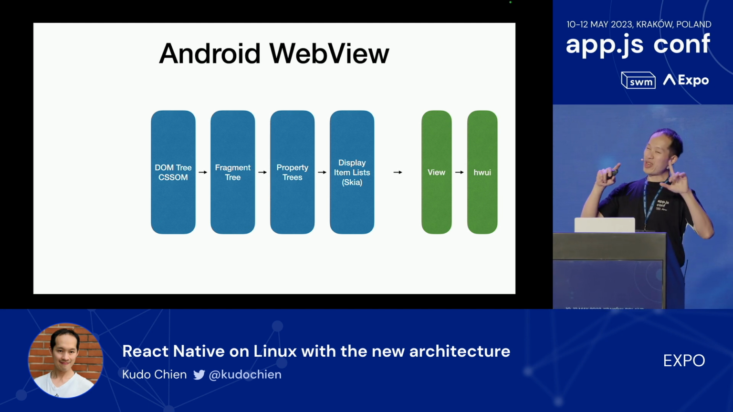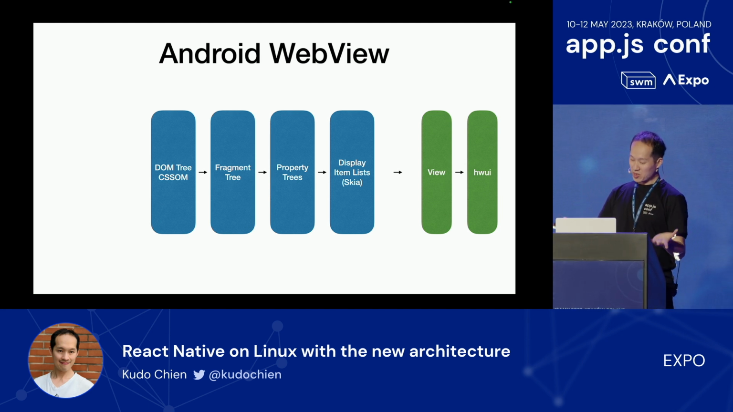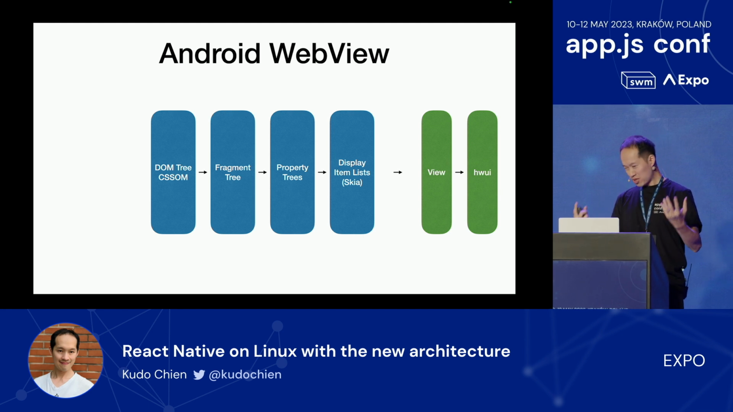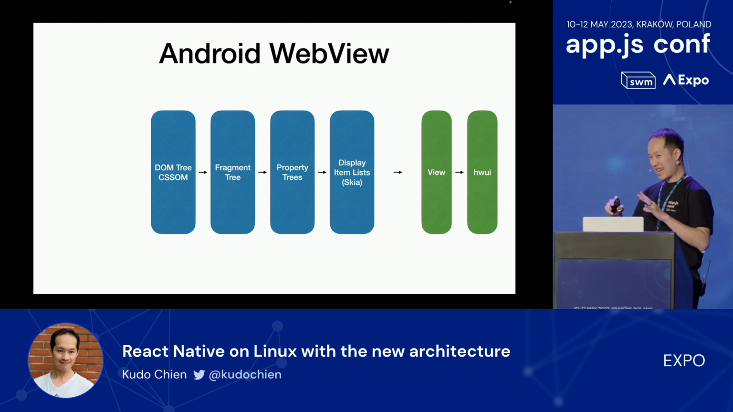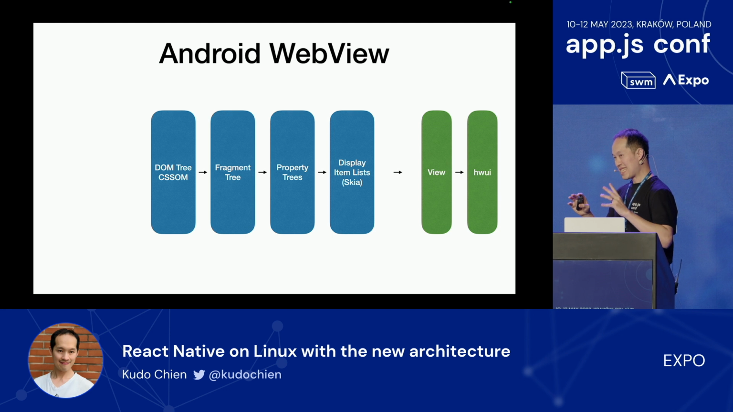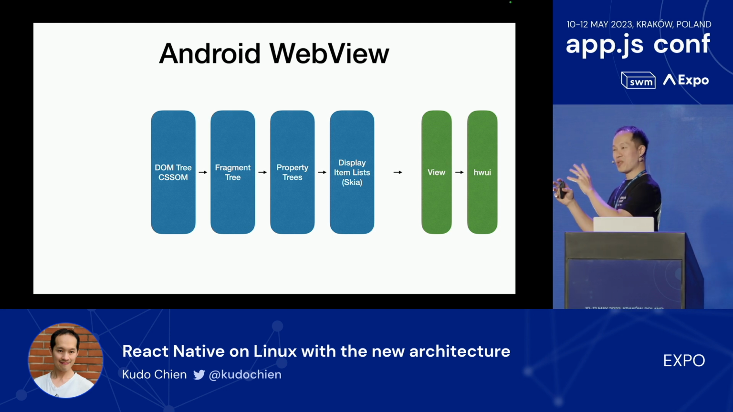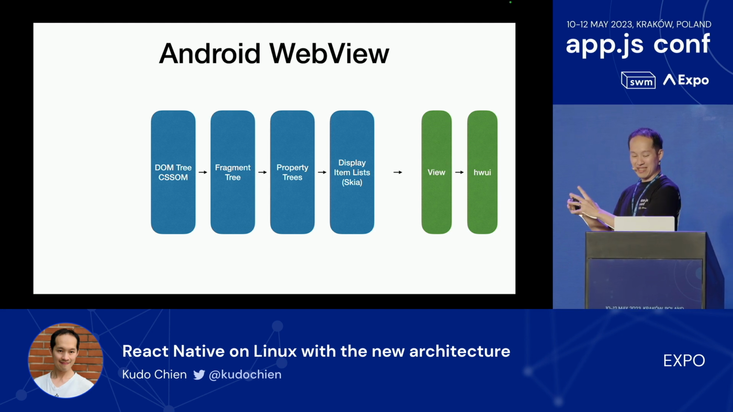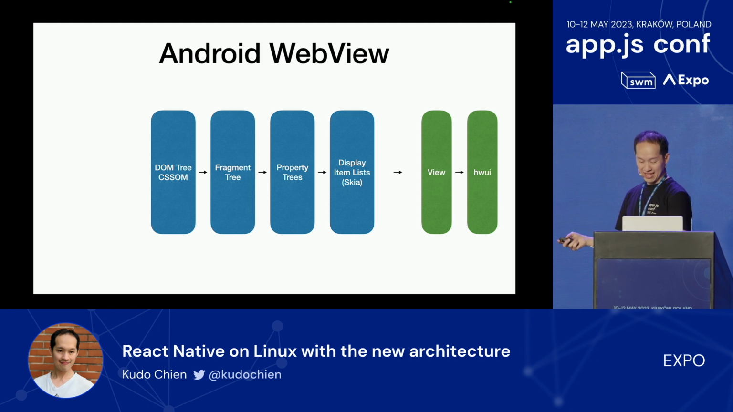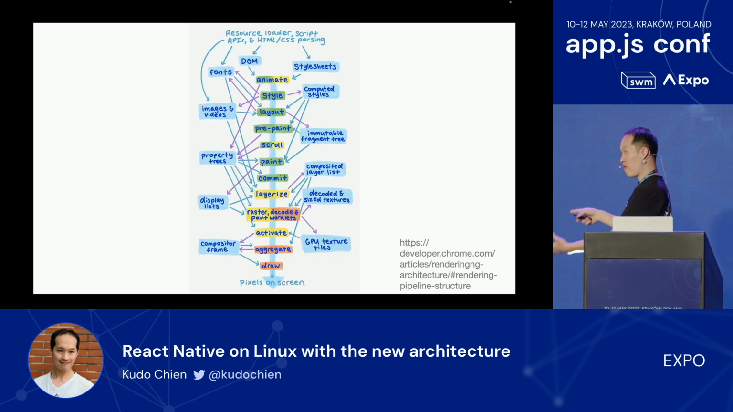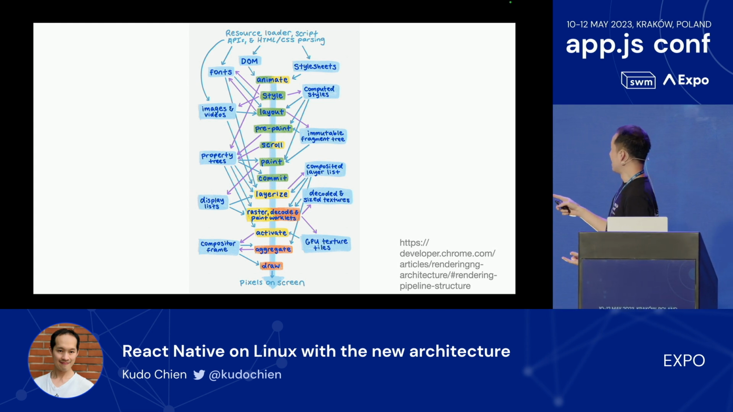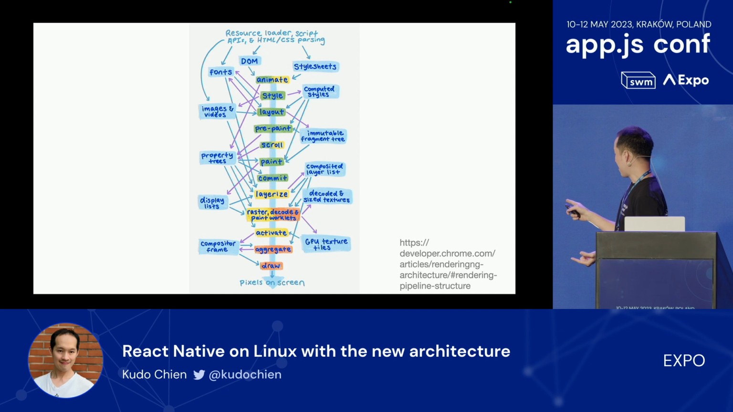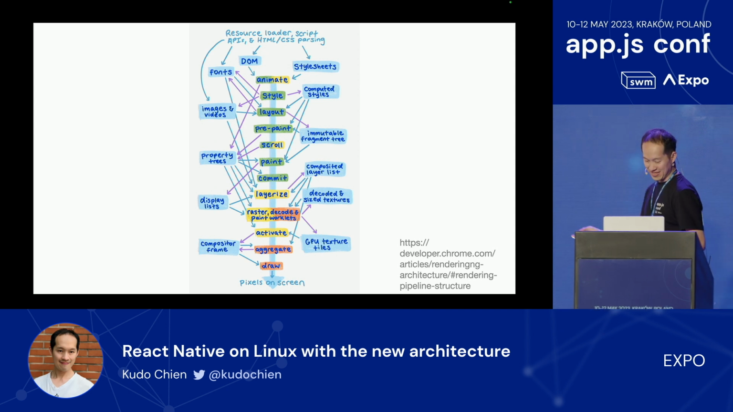So we generate a DOM tree and CSS OM tree. Internally, Chrome will generate a fragment tree, property trees, and display item list, and it's not stopped yet. We should pass the Skia commands to the Android native UI system, to the view and hardware UI. And that's the full version from WebKit. That's the graph from Chromium's rendering architecture.